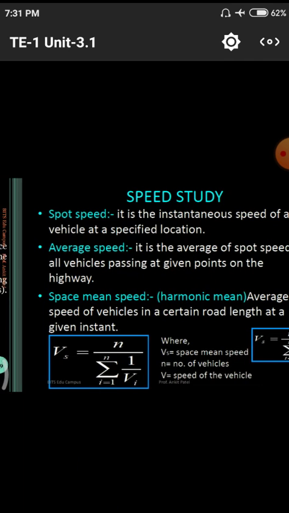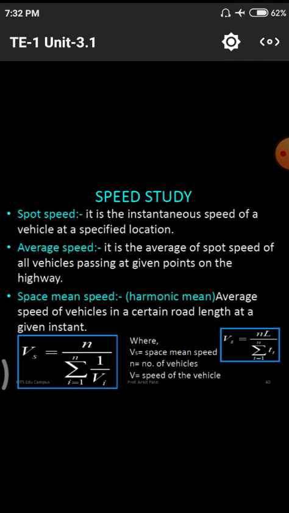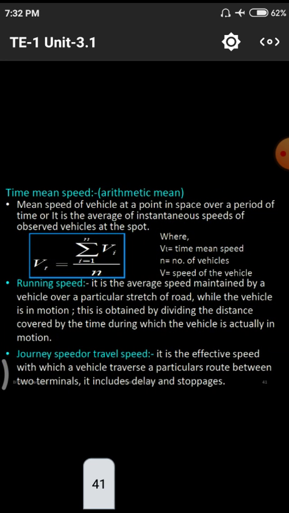These are the speed studies: spot speed, average speed, and space mean speed. That means in a particular length of a road, how the vehicle is moving, what the average speed of the vehicle is, and what the speed of a vehicle is at a particular position. All those are spot speed, average speed, and space mean speed. These are the formulas used to calculate average speed and spot speed at a particular position and at a particular cross section. Next one we have is time mean speed.